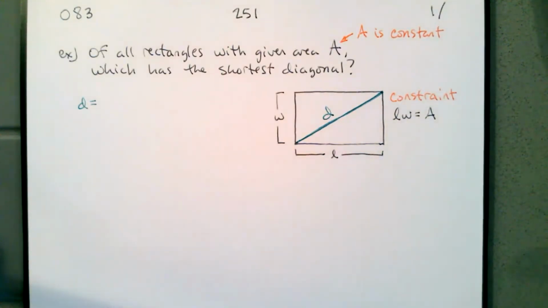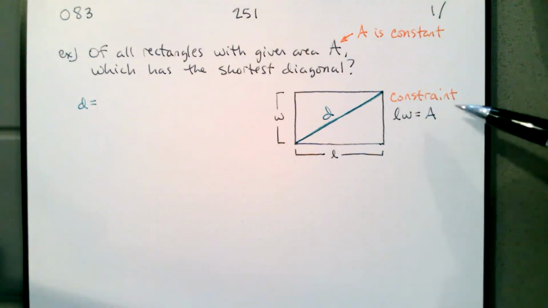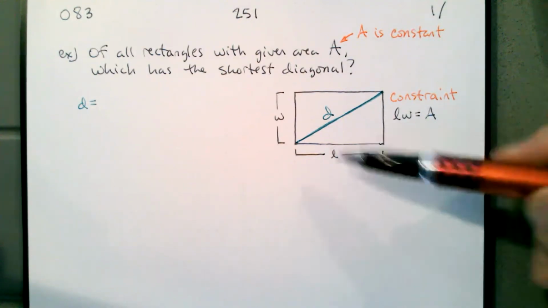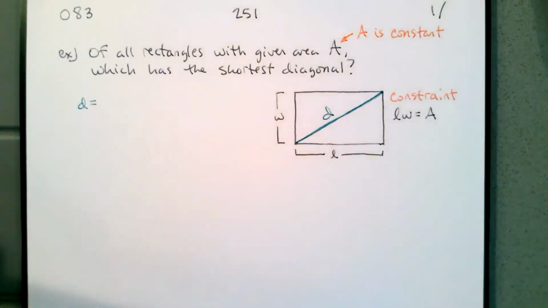Because if I want the shortest diagonal, I'll just make the width and the length 0, and then the diagonal will be 0, and that's going to be the shortest diagonal. But that rectangle will not have an area of A. So subject to this constraint, how can we get the diagonal to be the shortest?